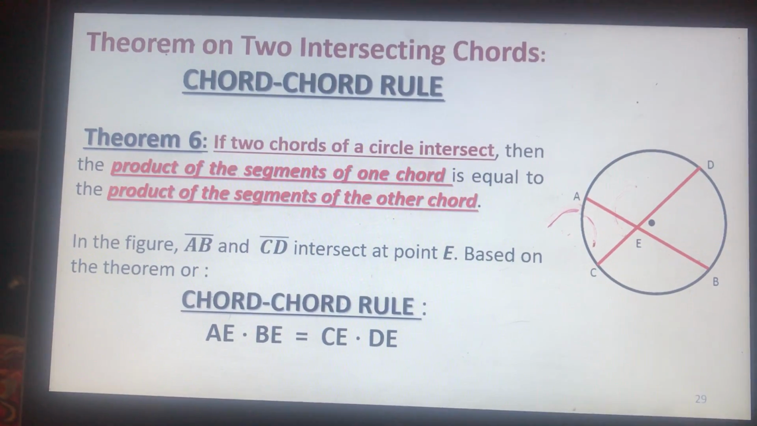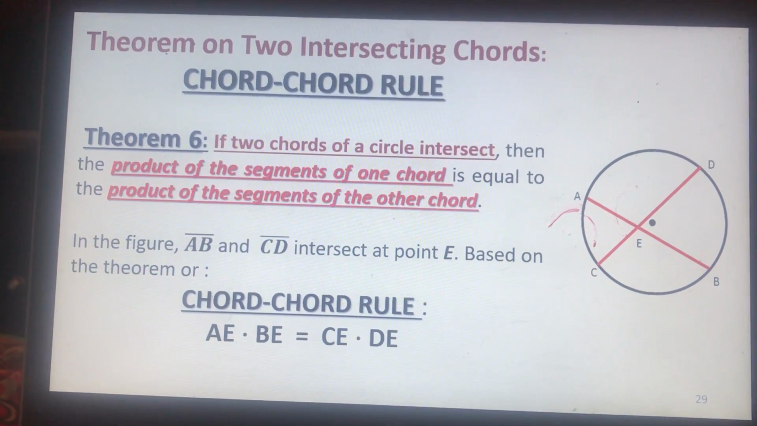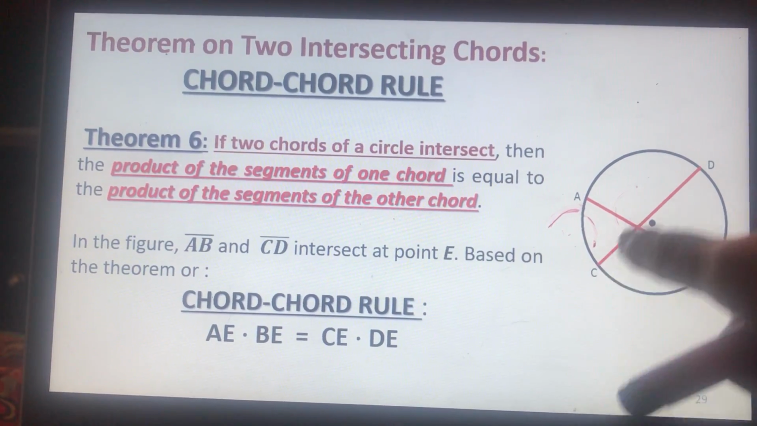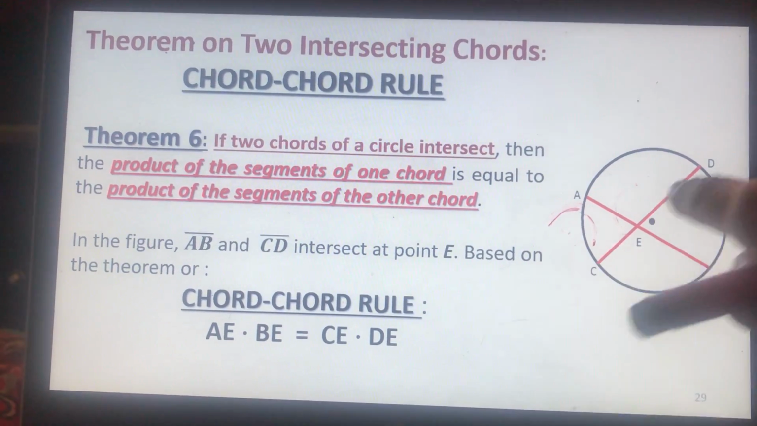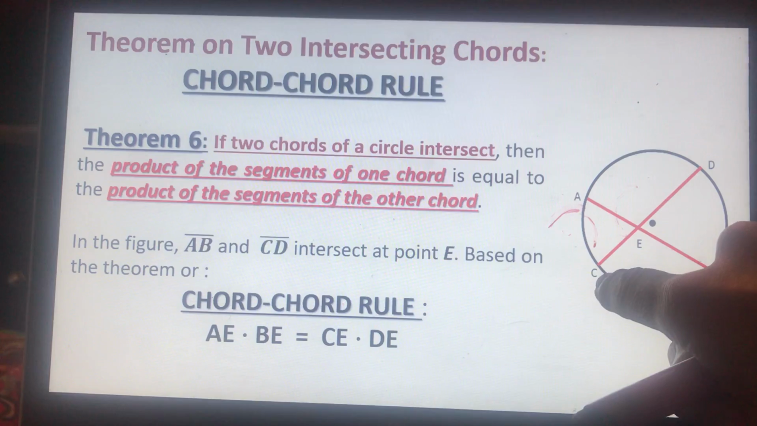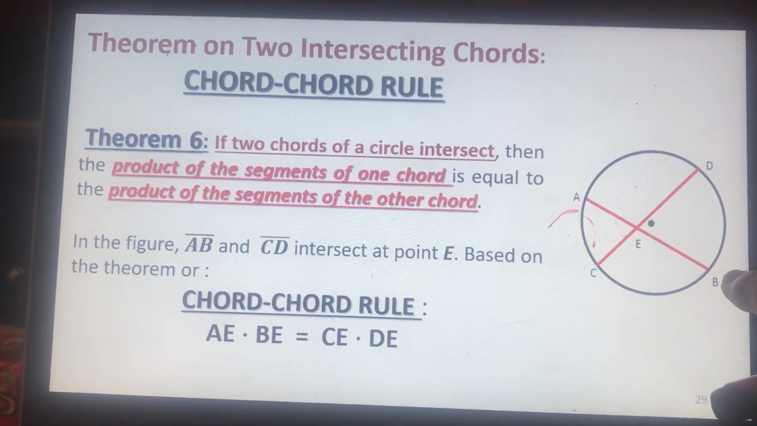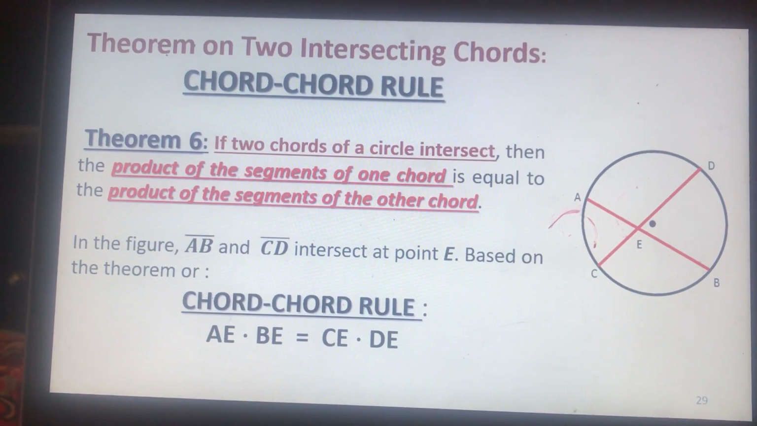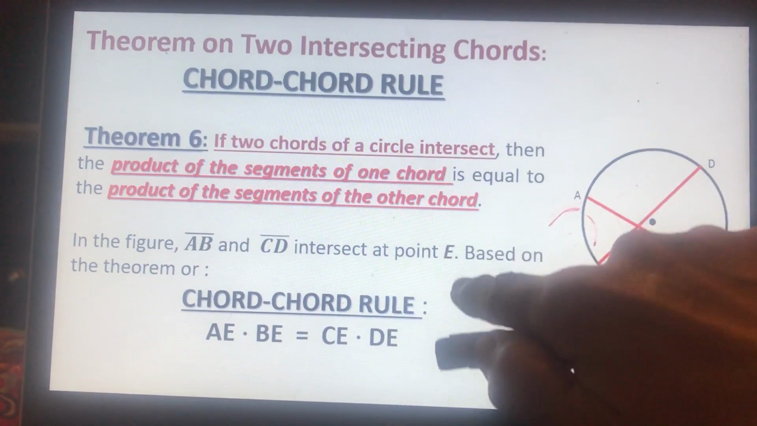We have a circle and we have two chords. We have chords AB and CD. By definition, we know that chords are line segments, right, for which its two endpoints are going to be on the circle. So C and D are the endpoints of chord CD, and A and B are the endpoints of chord AB. Both chords, I repeat, are line segments. So this is also called our chord rule.